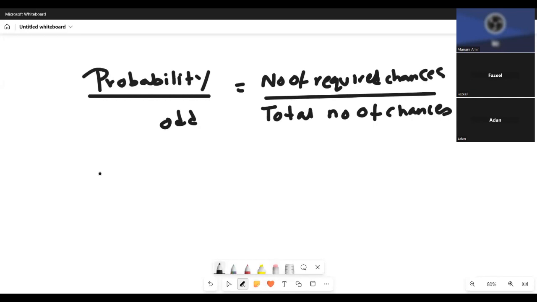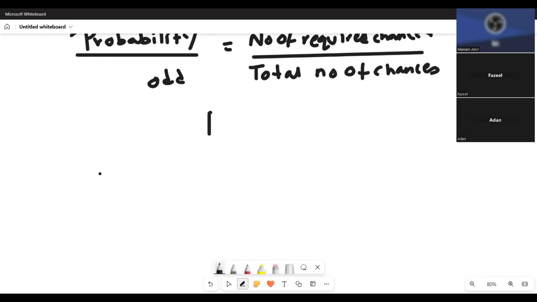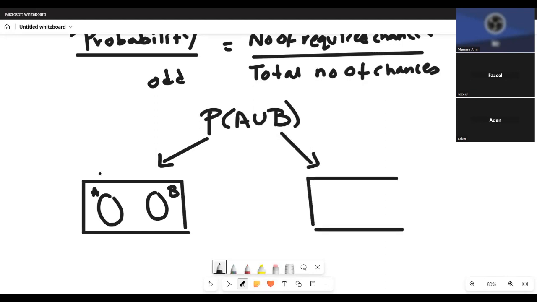Then you must know what is probability A union B. We have two variations of this. Let me just write that in the center. Probability A union B. So we have a case like this, where sets A and B are like this, there's no common region. And we have a case like this, where they are overlapping.